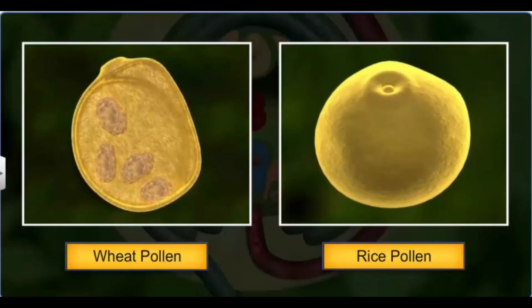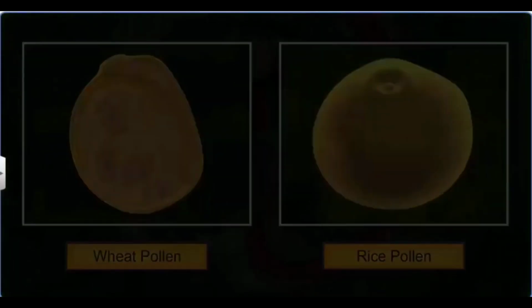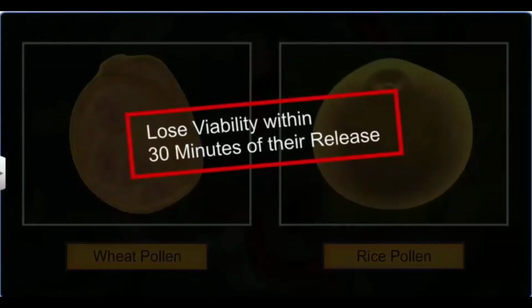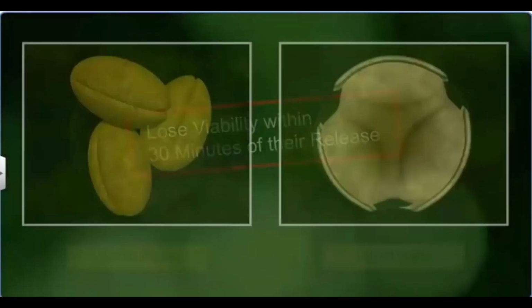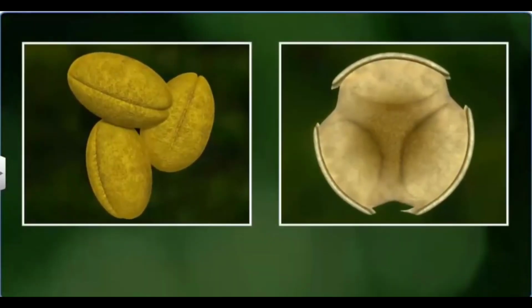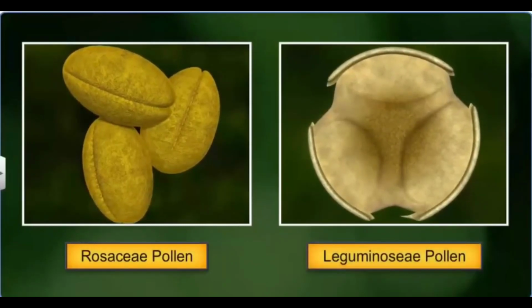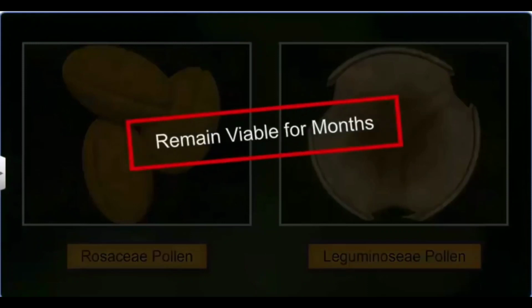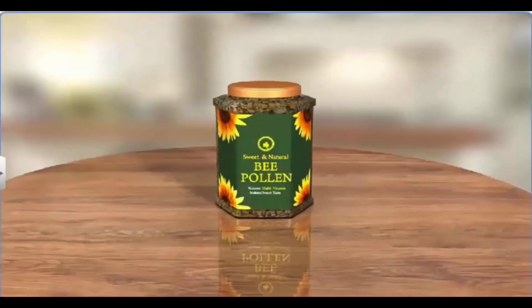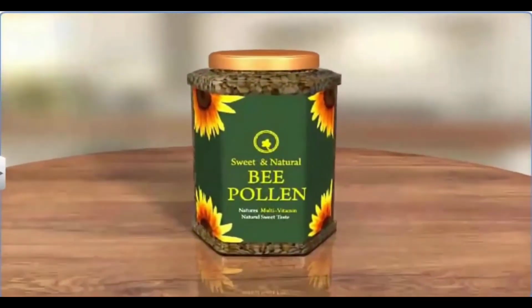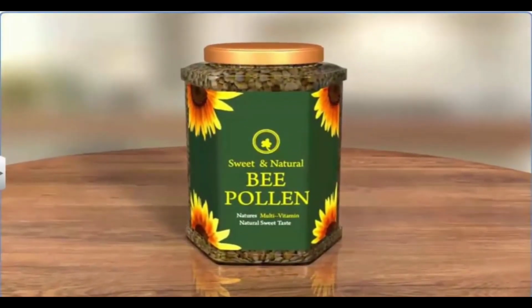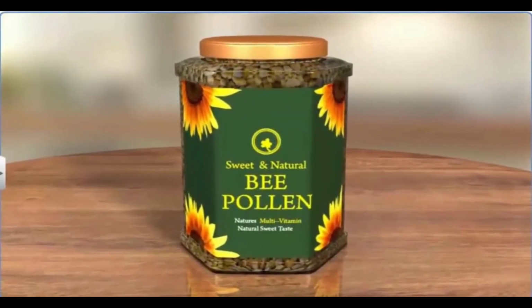Moreover, pollen grains of different plants have different periods of viability. Pollen grains of cereals such as wheat and rice lose their viability within 30 minutes of their release. Whereas pollen grains of some members of Rosaceae, Leguminosae and Solanaceae remain viable for months. Pollen grains, which play a vital role in plant reproduction, are also often consumed by human beings as they are rich in nutrients.